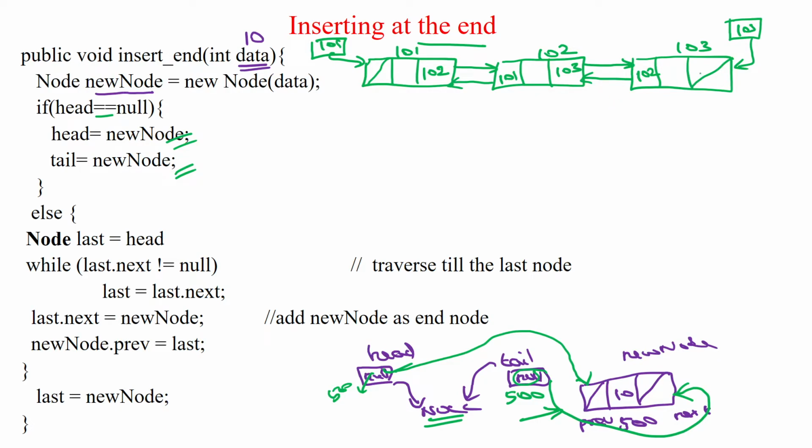Now here I want to insert my new node. I am creating the new node with the value of 10. The next field is null and the previous field is also null. The address will be 500.